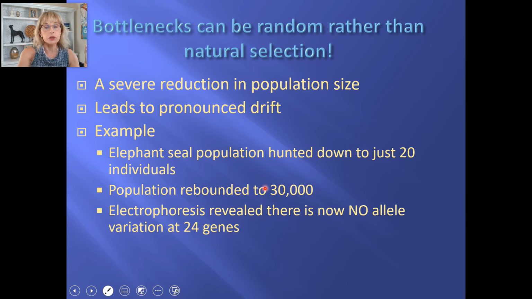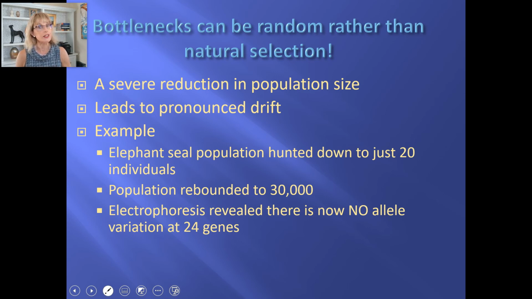Now, if we look at the 30,000 individuals, we will see that there is only one allele for 24 different genes. There are 24 different genes where every elephant seal on the planet has got exactly the same allele because no one has had a mutation to it yet.